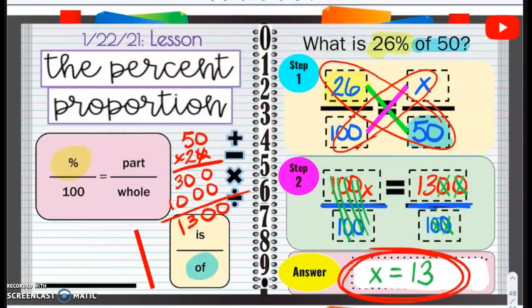Woohoo! I hope you're getting a little bit better with our percents, as I am, so that would be great. Great job!